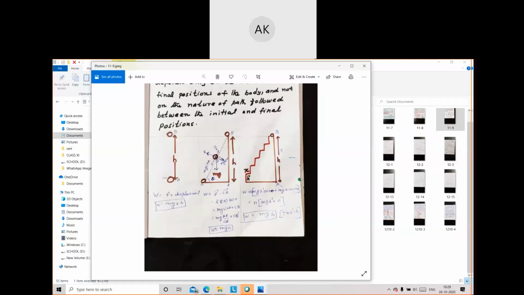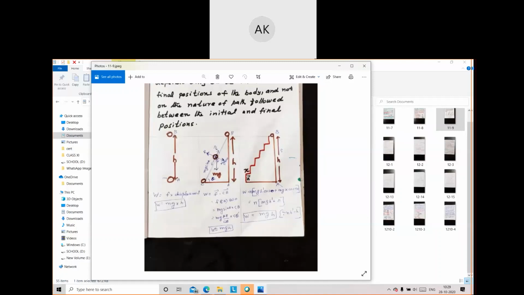So mg sin theta into CB you have to calculate. That is calculated here: mg sin theta into CB, and sin theta is AB by CB, into CB. CB gets cancelled, and we get mg into h, because AB is equal to h. So mgh.